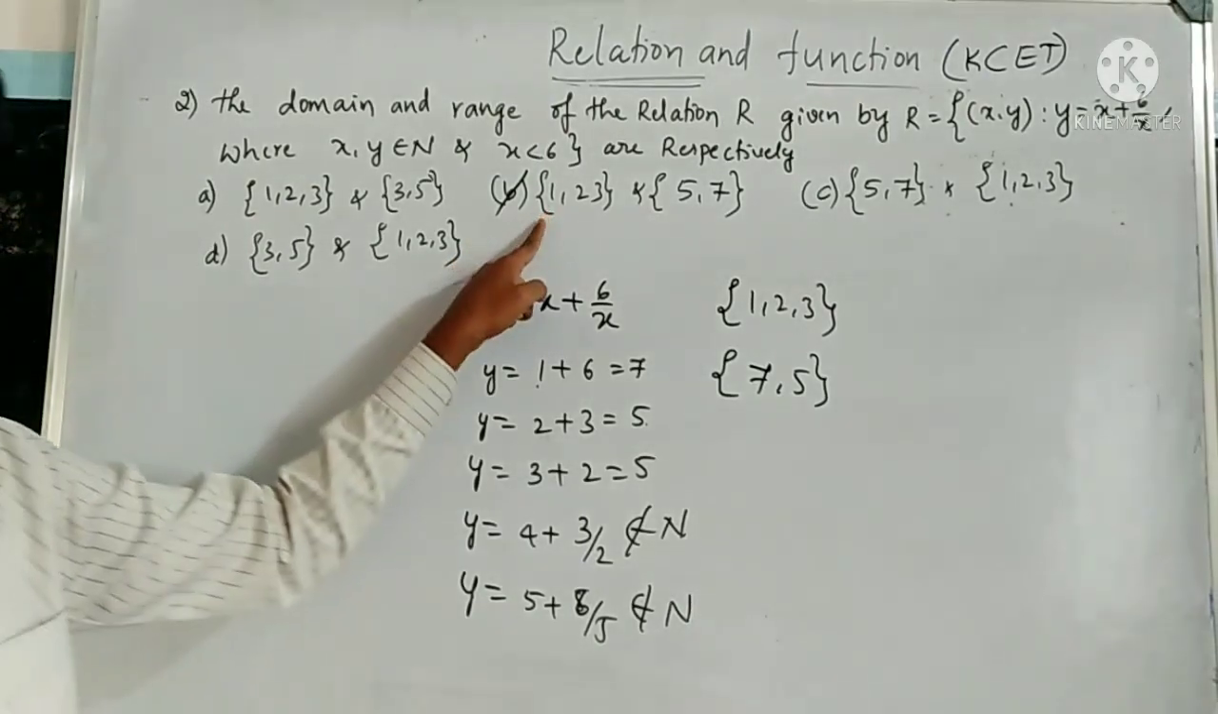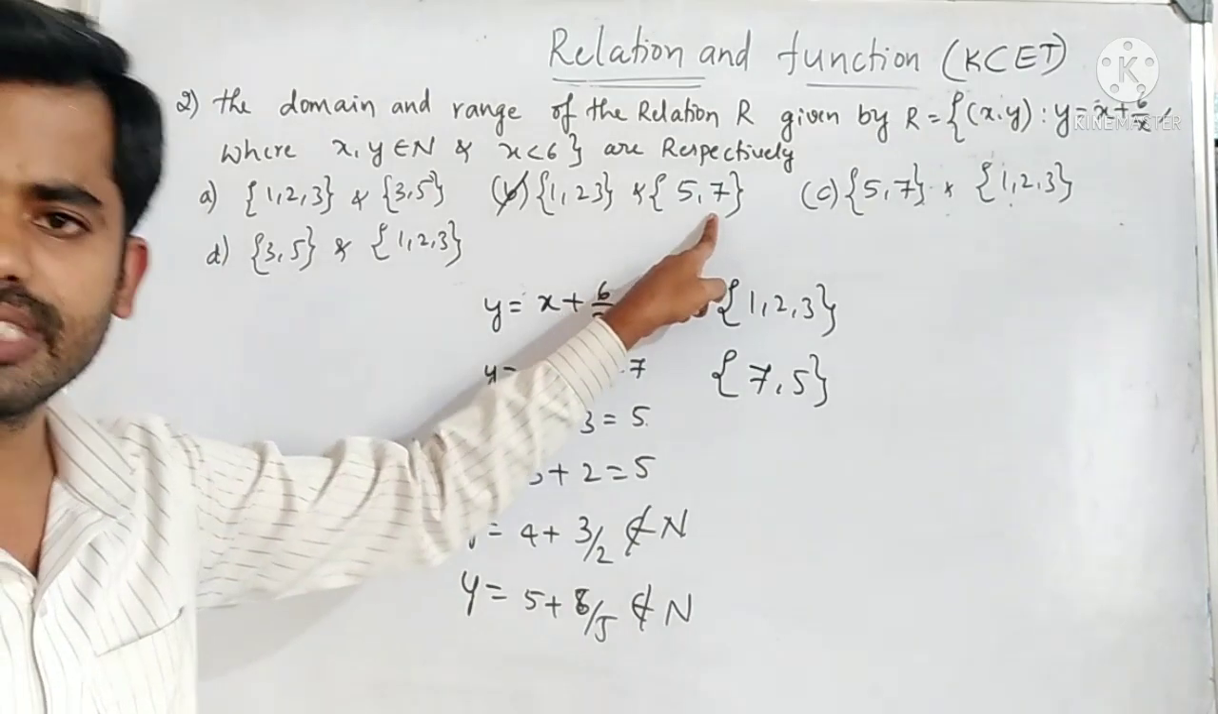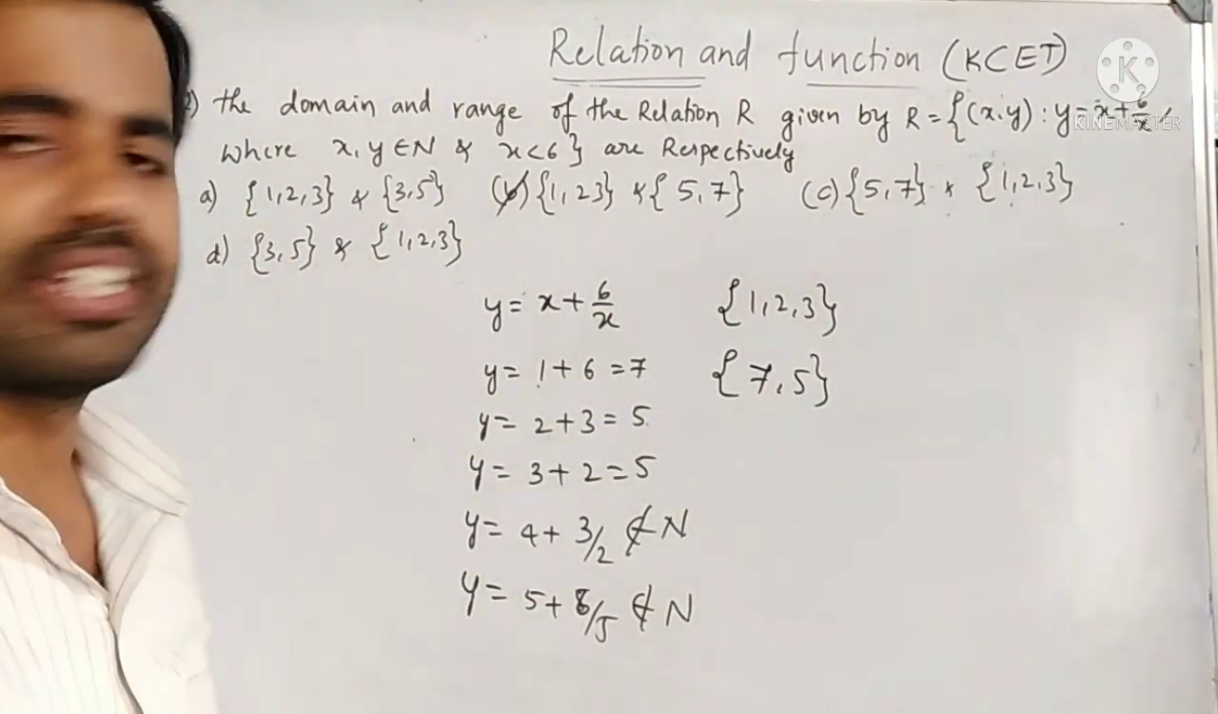You know, domain is 1, 2, 3. Range is 5, 7. This is our required answer. Let me move on to the next one.